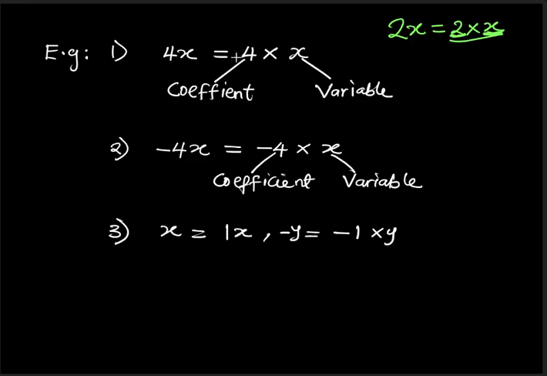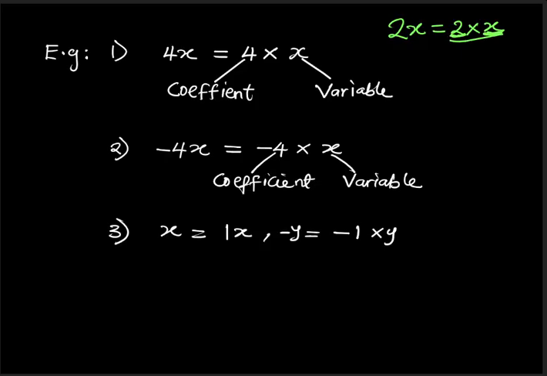Coming down here, 4x is equal to 4 times x. That's being expanded, and then we have that 4 becomes the coefficient, and the x is the variable. Okay, so we come to number 2, minus 4x. This gives us minus 4 times x. x is our variable, and what is multiplying with the variable is minus 4. And that becomes our coefficient.